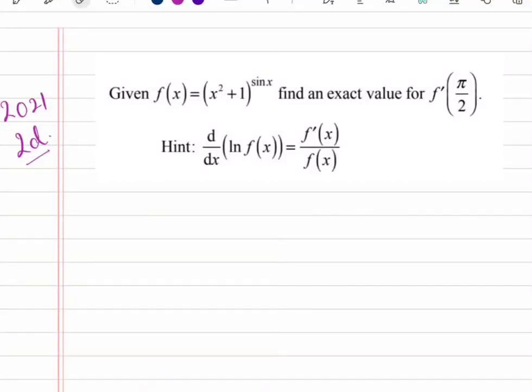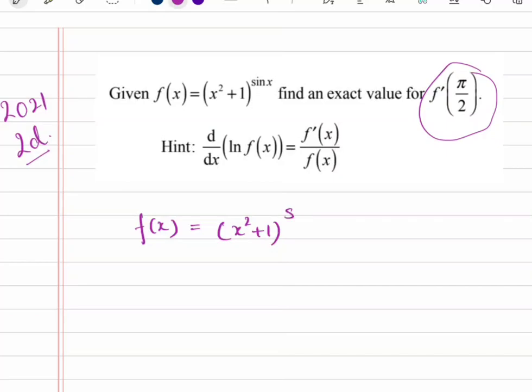Let's do this 2021 question from the scholarship exam. It says, given the function f(x) = (x squared plus 1) to the power of sine x, find the exact value of f dash x for x value pi over 2, and there is a hint given to us. Great, so let's start with first writing the question.